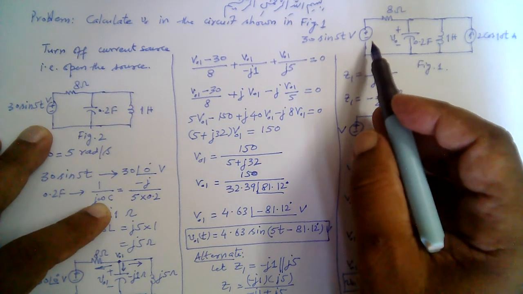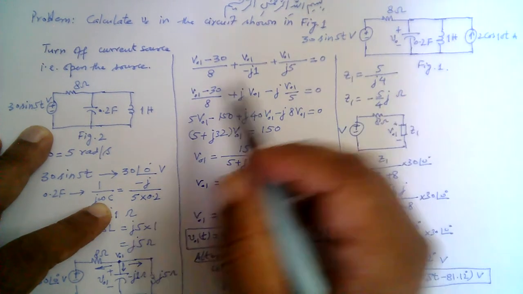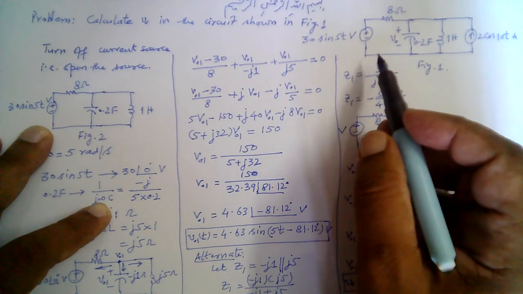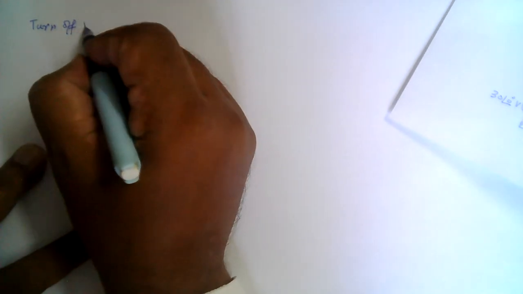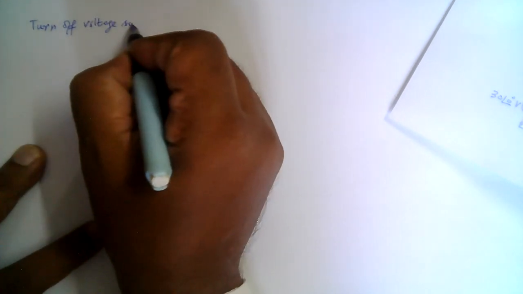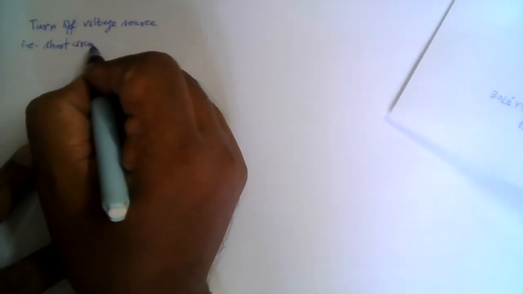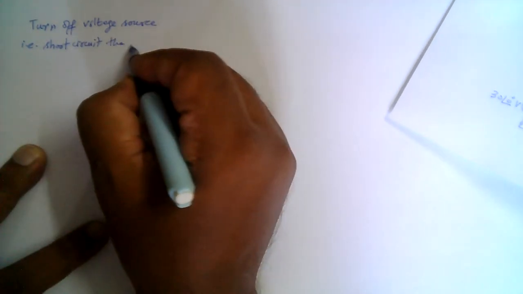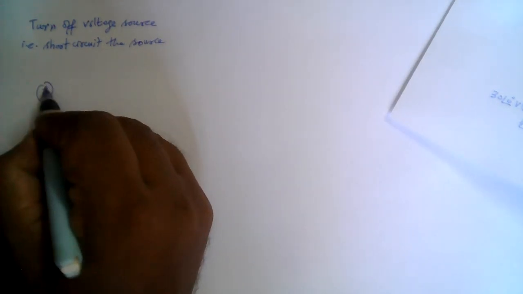So how do we turn off the voltage source? We short circuit the voltage source, right? When we remove the current source, we open the source, but when we turn off the voltage source, we short circuit the source. So turn off voltage source, that is, short circuit the source. So here is the new circuit diagram.